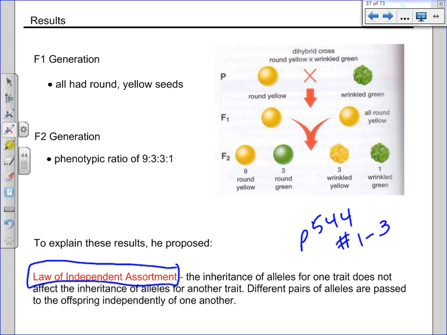From his results, he proposed the law of independent assortment, which says that the inheritance of alleles for one trait does not affect the inheritance of alleles for another. Different pairs of alleles are passed to the offspring independently of one another.